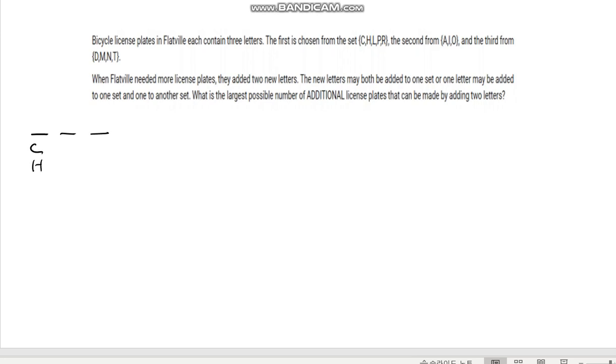So CHLPR could go here, and then AIO is in the second place, and then DMNT should go to the third place. And when Flatville needed more license plates, they added 2 new letters. Okay, they added 2 new letters. Let's just say that they are X and Y, because X and Y are not in the sets here. The new letters may both be added to one set, or one letter may be added to one set and one to another set. So you have to understand what this means.